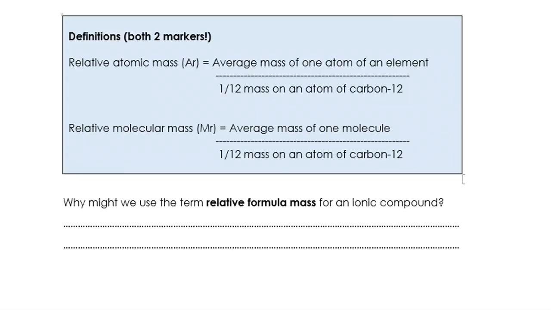Now we're going to move on, and we have got some of the key definitions here. Not a lot to do here apart from read them, learn them and understand them. But the question at the bottom is an important one, because we've got relative atomic mass and relative molecular mass. Why might we use the term relative formula mass, specifically in the case of an ionic compound?